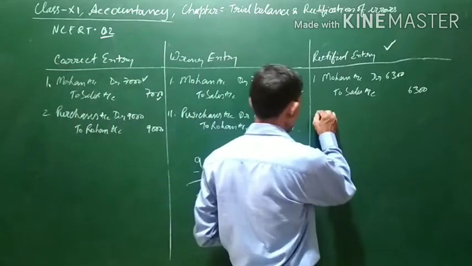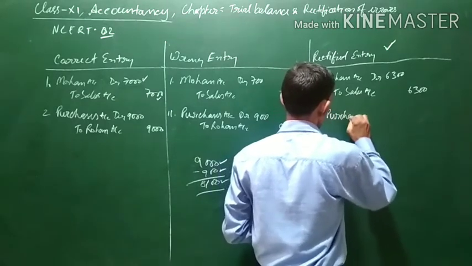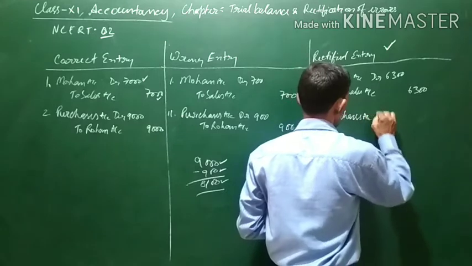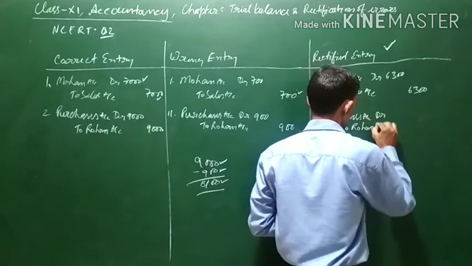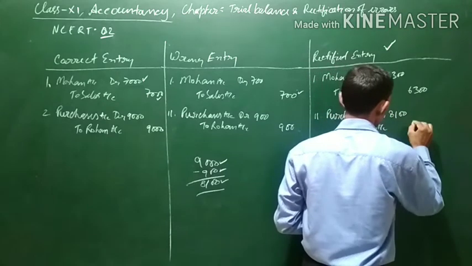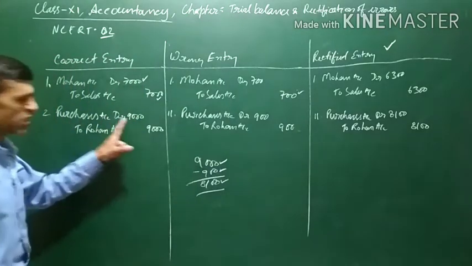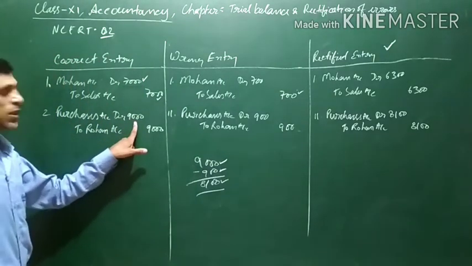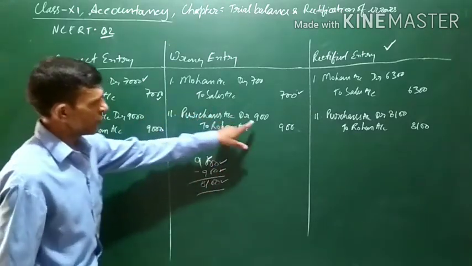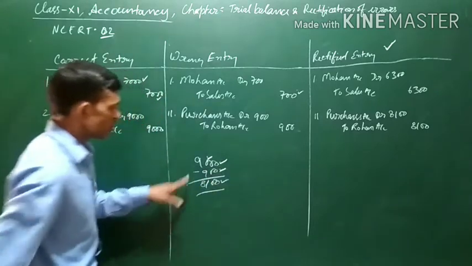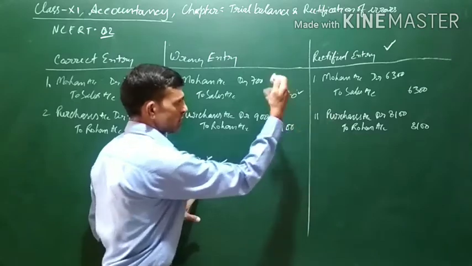So our rectification entry in the second case will be purchases account debit to Rohan account, 8,100 and 8,100. This is the rectification entry, because the purchase should have been debited with 9,000, but it has been debited with 900 only. So the remaining amount is 8,100. So purchase has again been debited with 8,100.